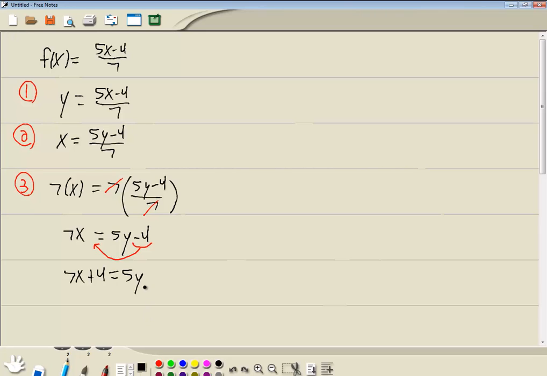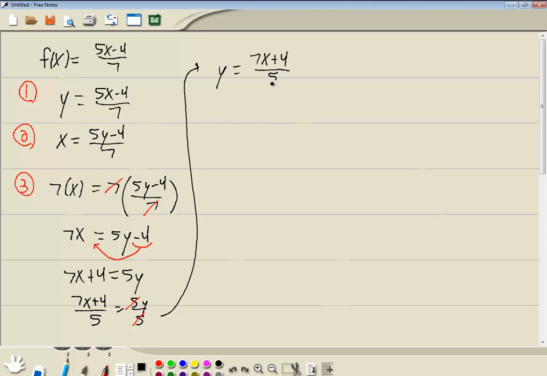Then our last step is to divide both sides by what's in front of the variable you're solving for. Solving for y, there's a 5 in front of it. So we're going to divide everything by 5. So I got 7x plus 4 over 5 is equal to 5y over 5. And those 5's cancel. And we get y is equal to 7x plus 4 over 5.